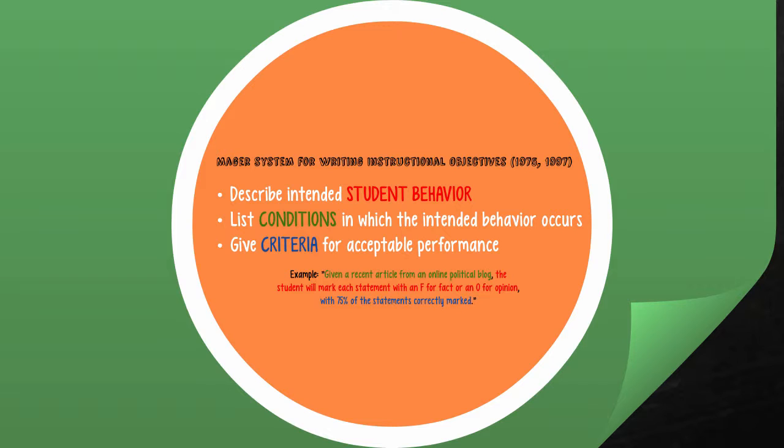A good example would be, given a recent article from an online political blog, the student will mark each statement with an F for fact or an O for opinion, with 75% of the statements correctly marked. See, you have all 3 points. You have a recent article from a blog, that's the condition. Then you have marking fact and opinion, student behavior. And if they get 75% of the facts and opinions correct, that's the criteria for an acceptable performance.